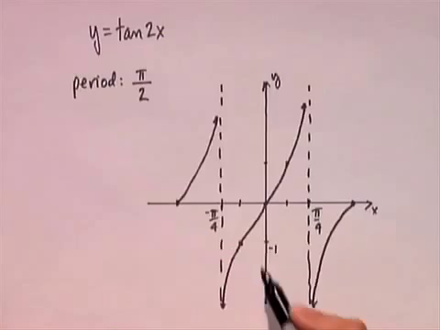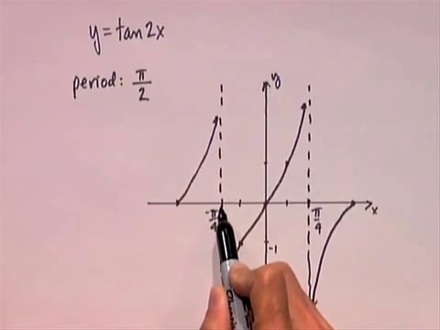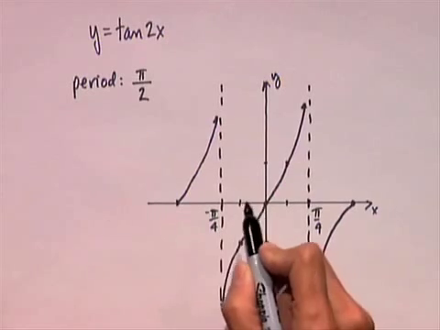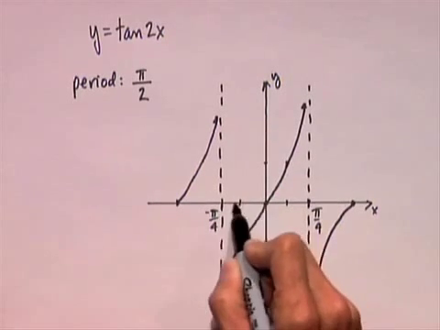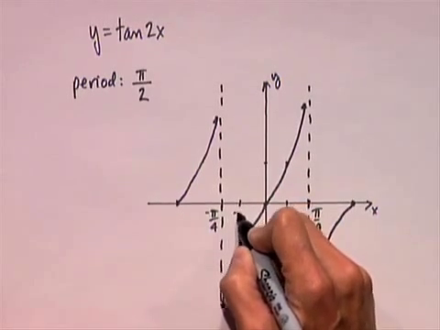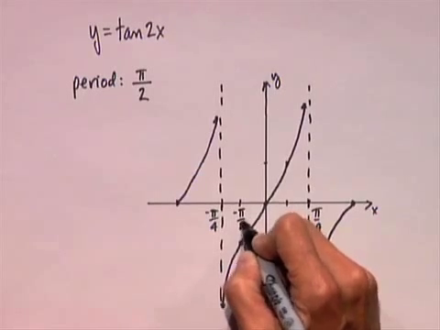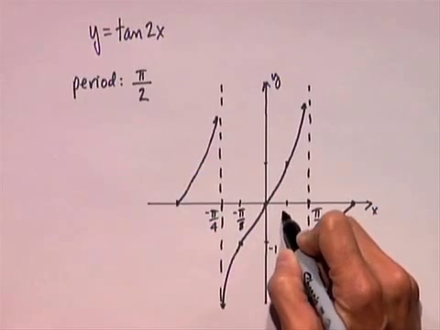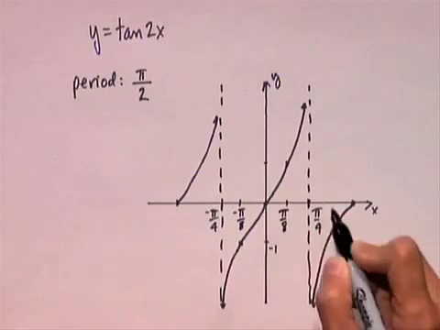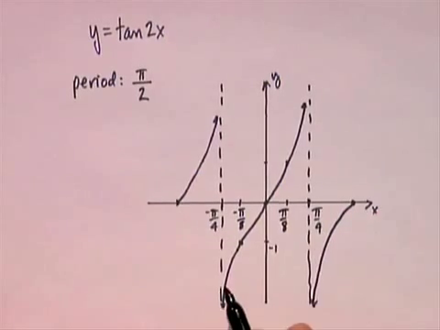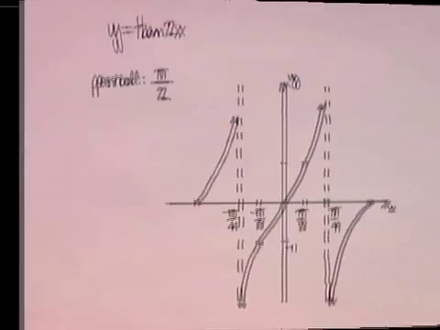Well, it's not a bad idea to think about labels on your axes. Let's go back to that graph for a minute. This particular vertical asymptote's negative pi over 4. If I go between 0 and negative pi over 4 exactly halfway, that's negative pi over 8. Then 0, then positive pi over 8, and then positive pi over 4, and so forth.